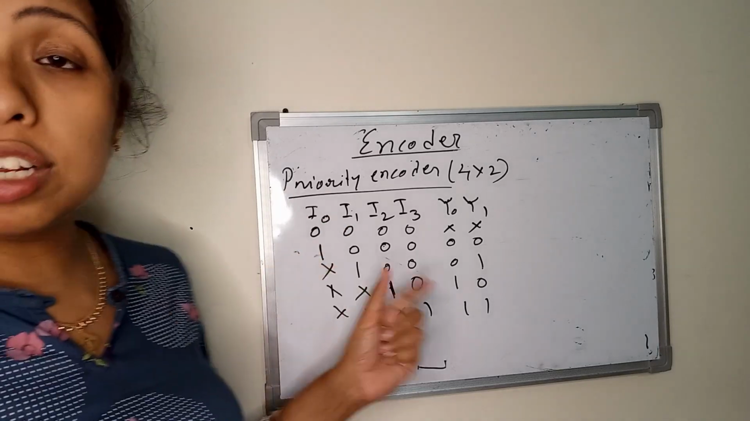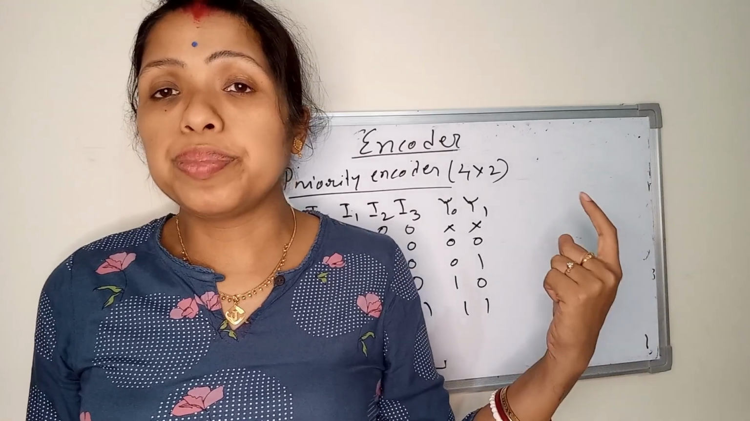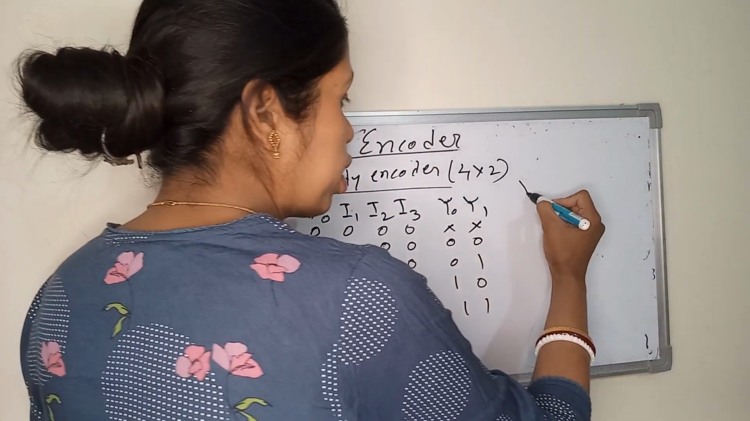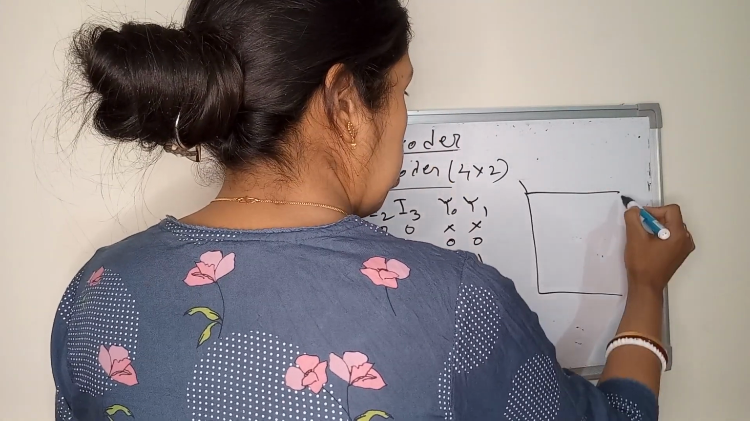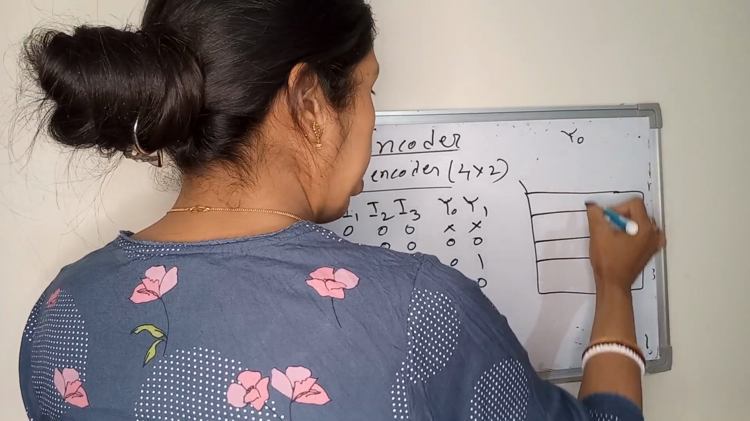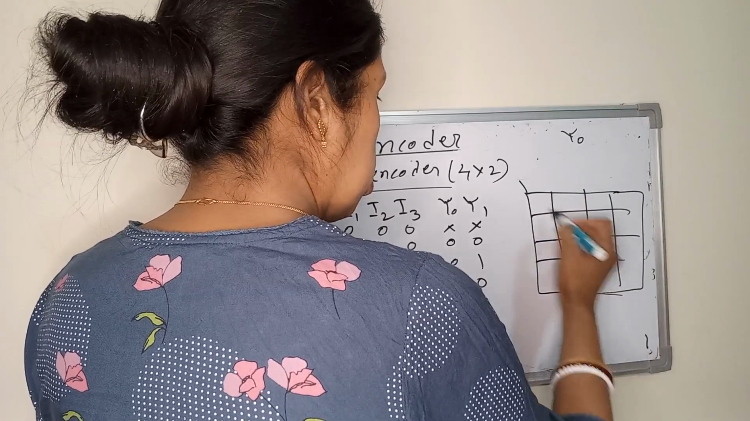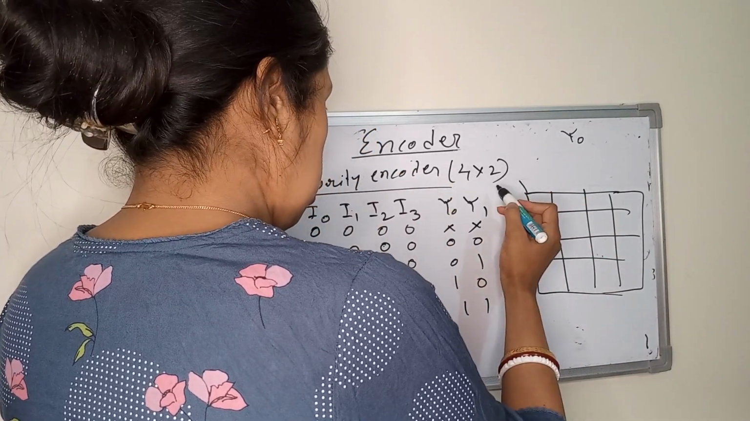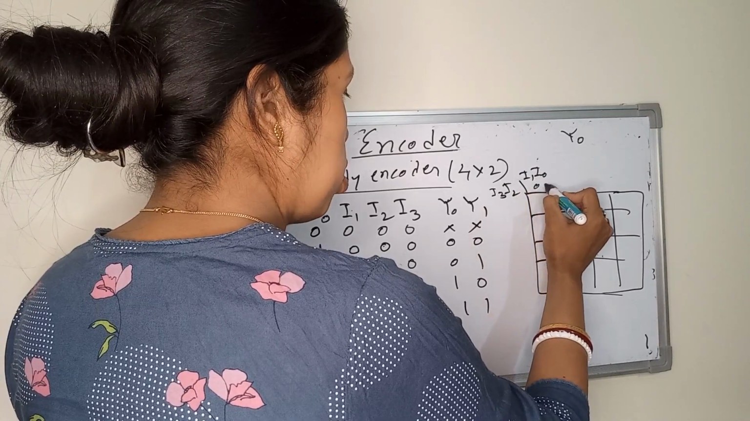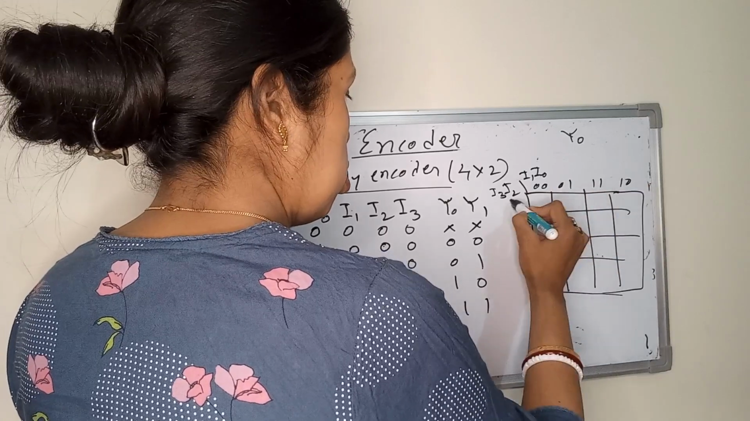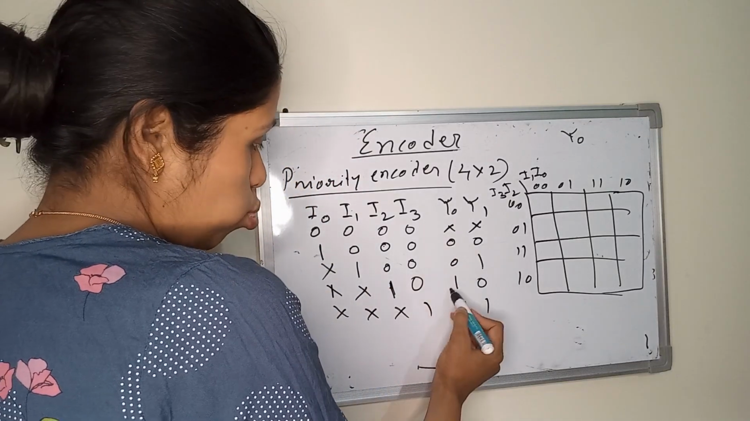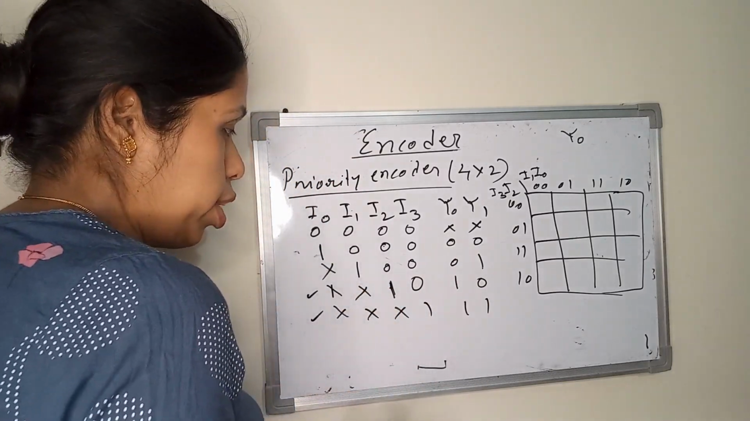From the truth table, I can write down the Boolean expression, right? So first here it is a little bit complex. I am drawing the K-map. First I am drawing for Y0. I3, I2 I am putting here, I1 and I0 I am putting here. Okay. Now my Y0 is 1 for this combination and this combination.